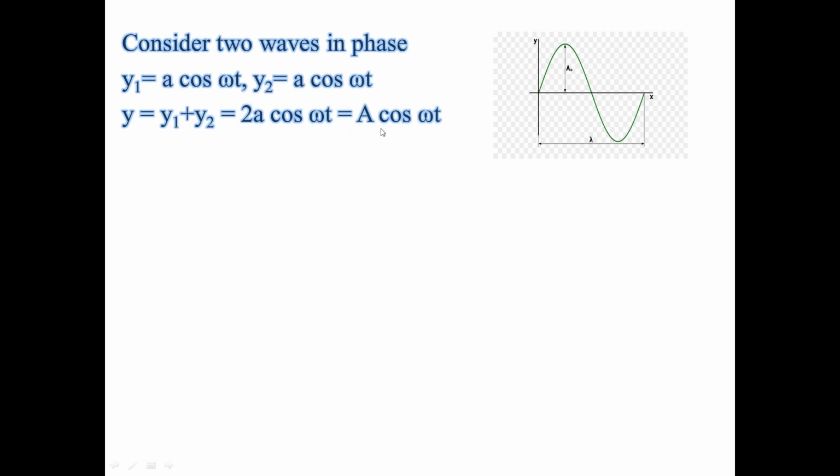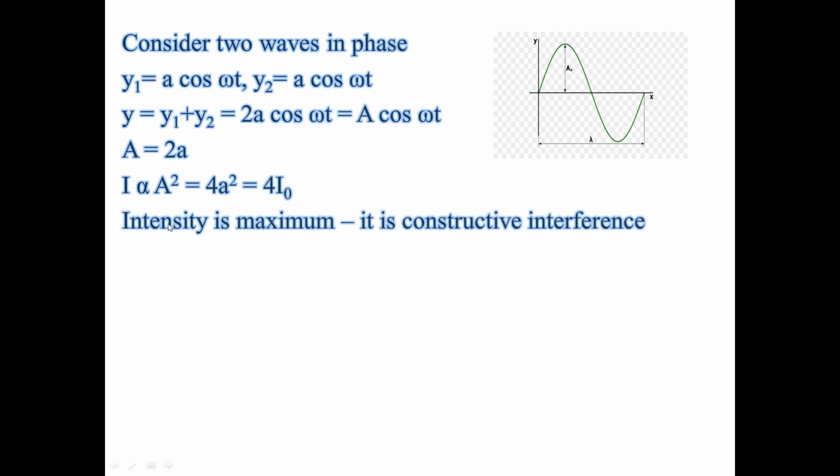It is equal to capital A cos omega t, where capital A is the amplitude of the resultant wave, which is equal to 2a. And the intensity is proportional to square of the amplitude, or the intensity of the resultant wave is equal to 4a square, where a square is the intensity of the first wave, which is same as the second wave. Therefore, the resultant intensity is 4 times I0. Thus, the intensity becomes maximum, and this phenomenon is known as constructive interference.